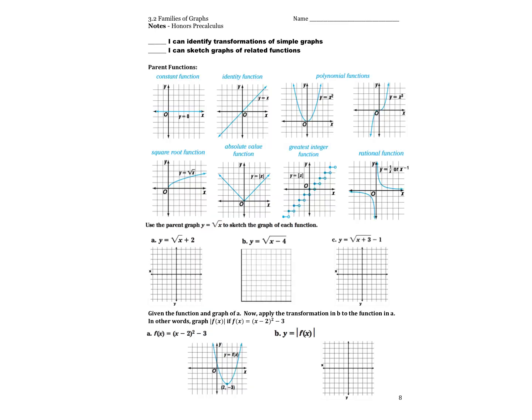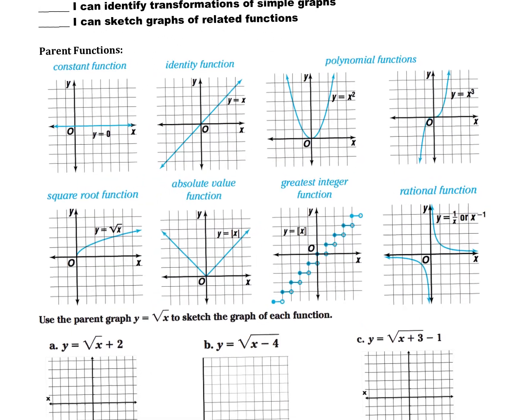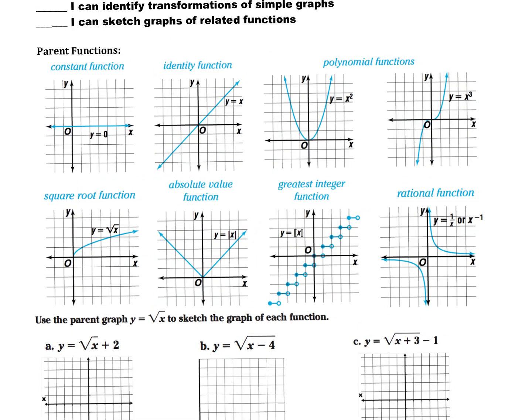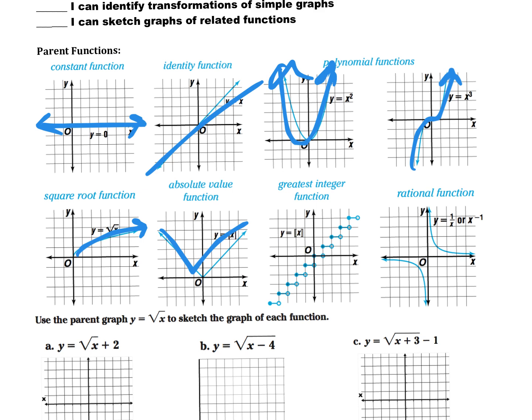So now as we shift to 8, this is, again, what we just graphed. We've got y equals 0 here. We've got y equals x. We've got that x squared. These are just these parent functions, x cubed, square root of x, absolute value. We don't need to worry about the greatest integer function. And then we got 1 over x. Okay, so we just practice those, and we got to get familiar with those.